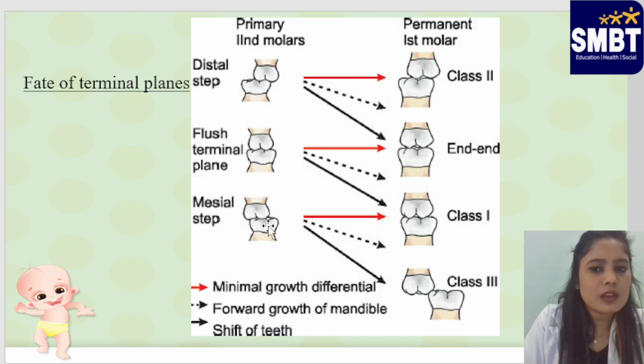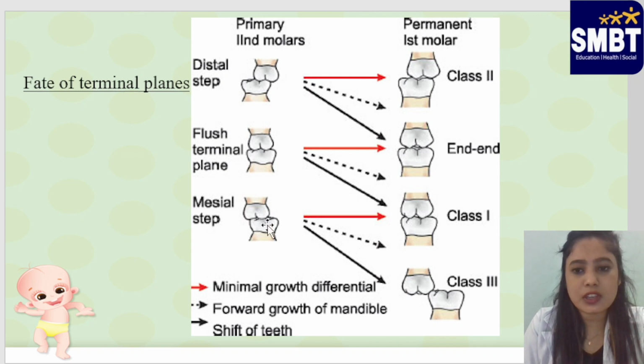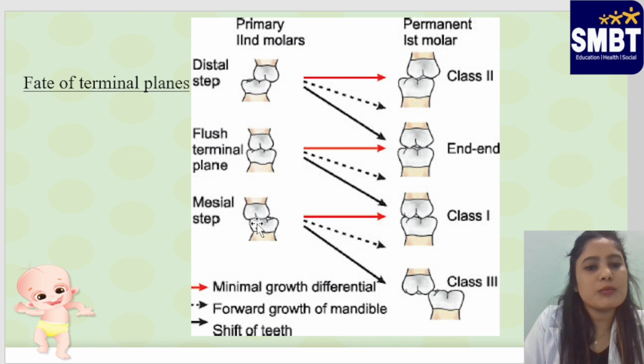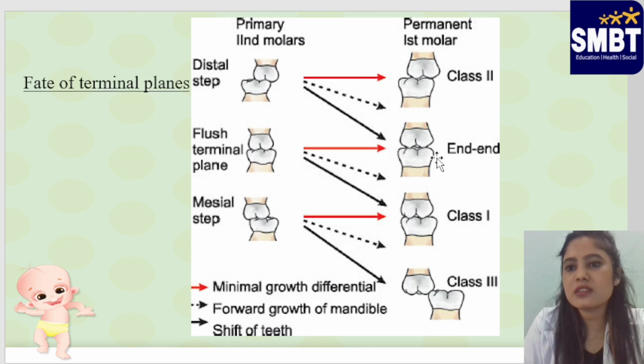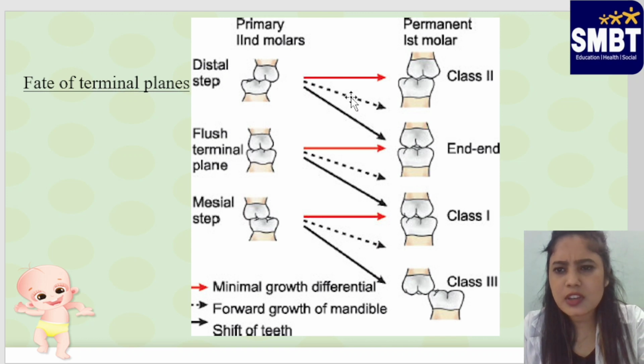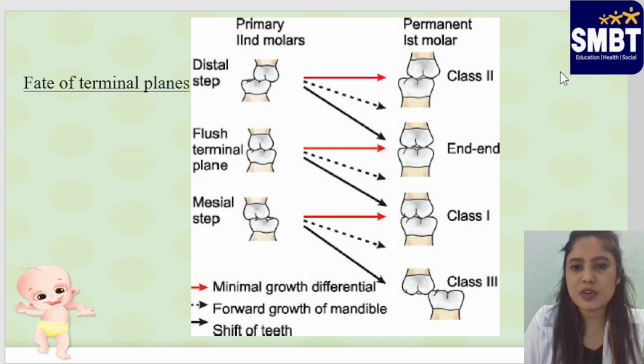Next comes the mesial step. This is seen in 14% of the cases. Again with the early mesial shift of the molar and the forward growth of the mandible, it is going to lead to class 3 molar relation in permanent dentition and minimal chances for class 1 relation. Then for the distal step, again with the early mesial shift of the molar and the forward growth of the mandible, you will see most of the chances leading to end-on-end relation of the permanent molars and very minimal chances of class 2 molar relation in permanent dentition. This is the fate of terminal planes, what they are going to lead to in the permanent molar relationship.